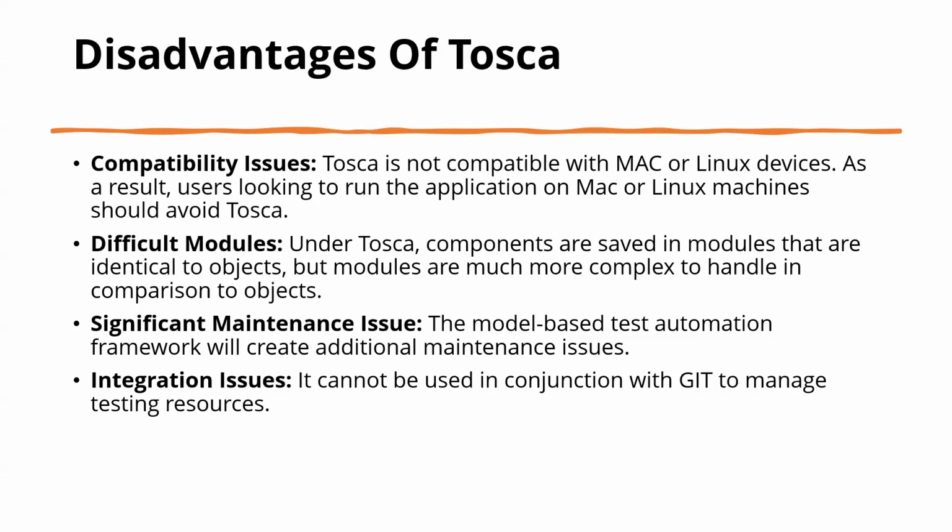We have to save modules. The modules part I'll try to explain in the next classes. As a framework, there are a few maintenance issues for Tosca. While we are doing hands-on, you can understand what a maintenance issue is. There is also an integration issue. With Selenium Java, you commit your code with your Git pipeline, but Tosca is not compatible with Git. There is some other workaround where you can commit your changes to your server.